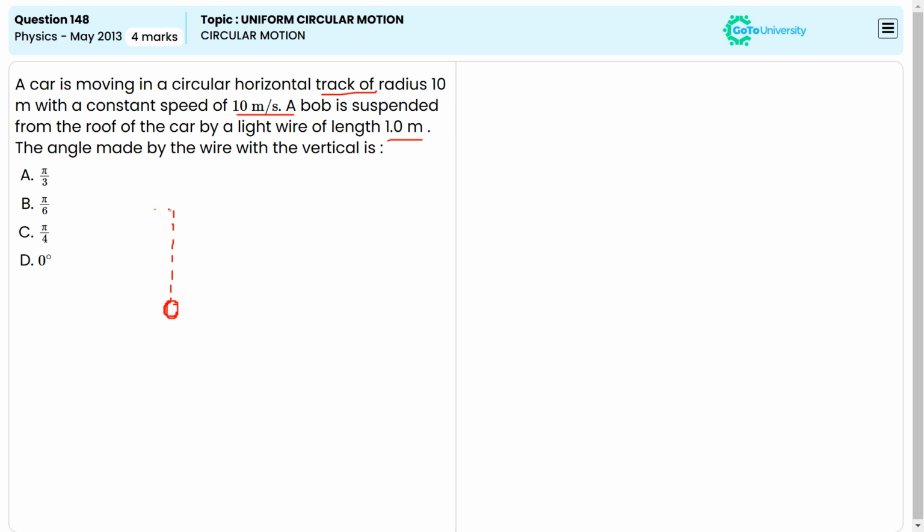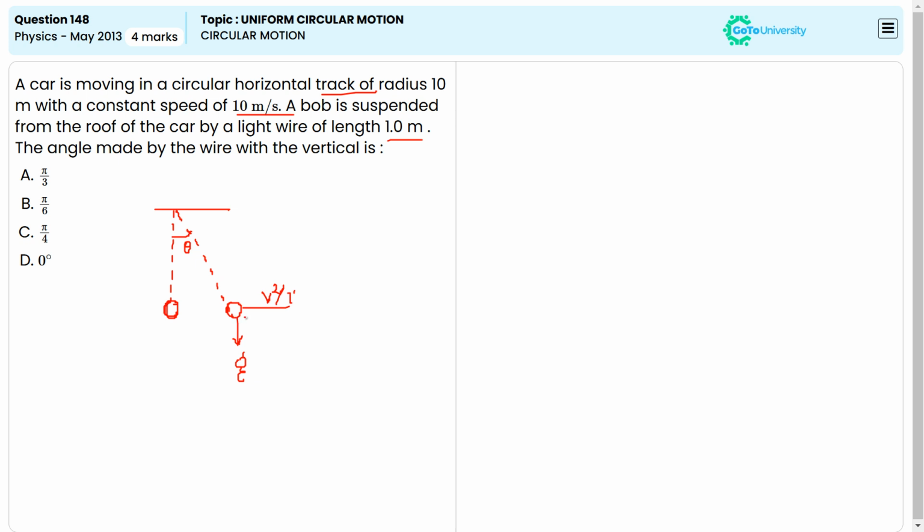So here, what is this angle? For example, I'm going to assume this is theta here. Then in this direction, this is the gravitational force acting, that is the acceleration due to gravity, g, and in this direction this is v square by r, with respect to the radius r.